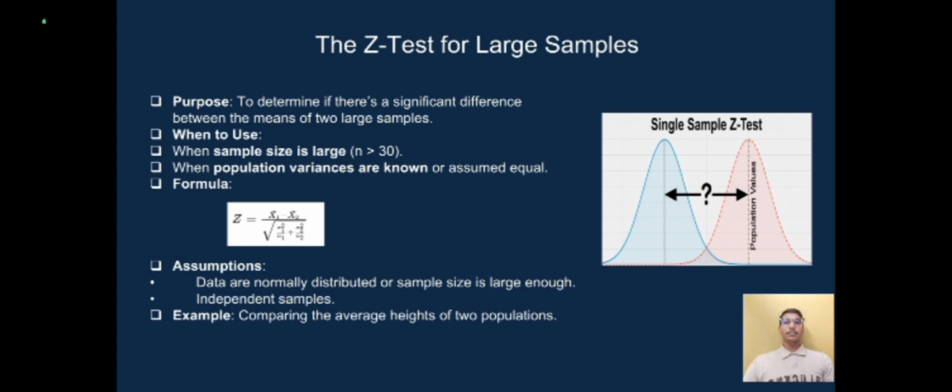The formula is simple. It's the difference between the sample means divided by the combined standard errors for the samples. For instance, if we wanted to know the average height difference between two countries, we would use the Z-test to statistically analyze the difference. And let's look into the assumptions. The data should be normally distributed or the sample size should be large enough that the central limit theorem applies, and samples should be independent of each other.